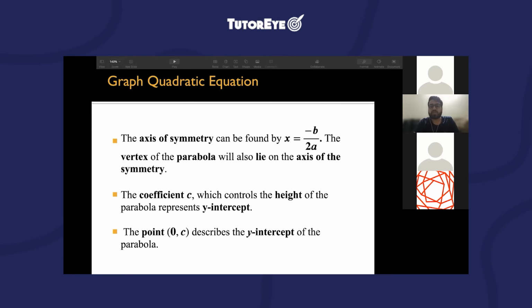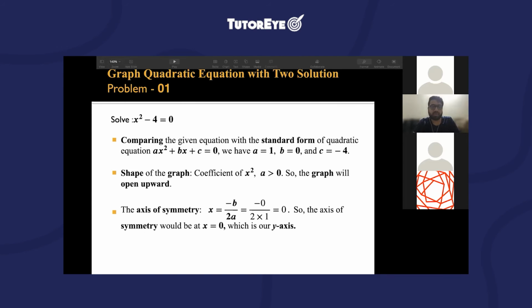So now let's take an example: x square minus 4 equals 0. When we compare this given equation with the standard form of the quadratic equation, which is ax square plus bx plus c equals 0, we have a equals 1, b equals 0, because there is no term of bx, right? So b is equal to 0 and c equals minus 4.